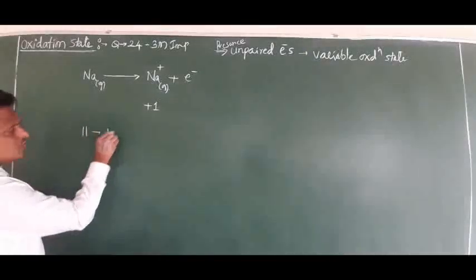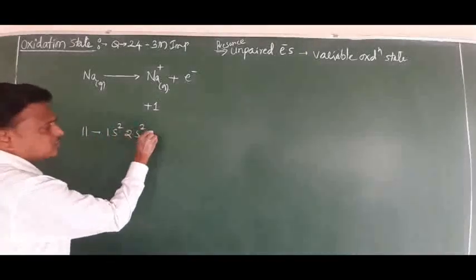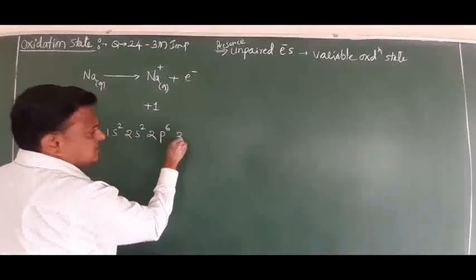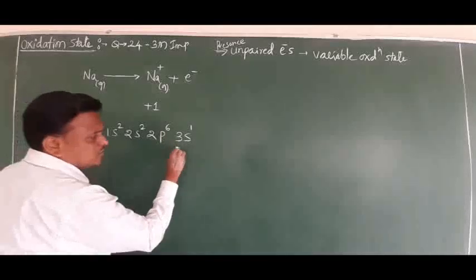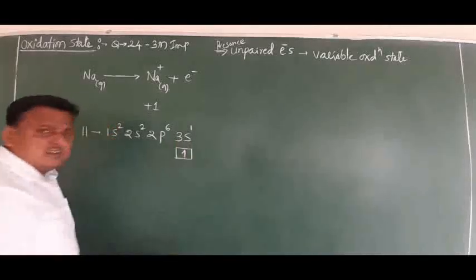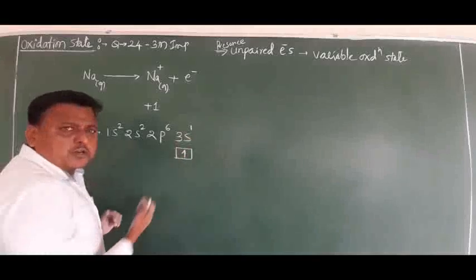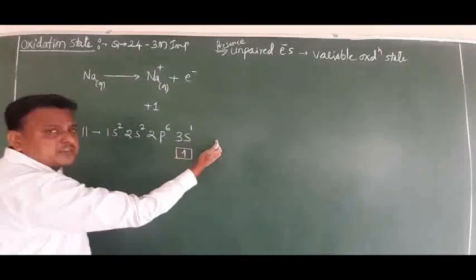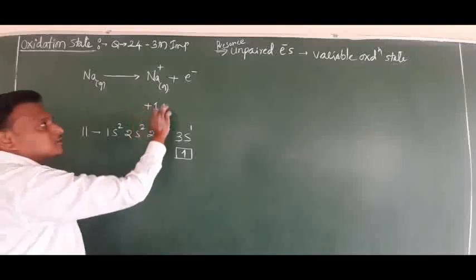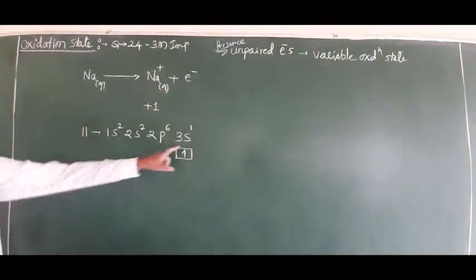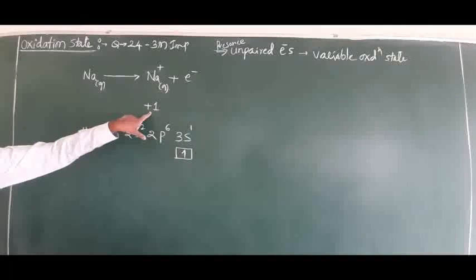So 11: 1s2, 2s2, 2p6, 3s1. This is the outermost orbital. To remove the outermost electron, the loss of one electron, it becomes a stabilized oxidation state. The loss of one electron, this is +1. Yes, for sodium the oxidation state is +1.